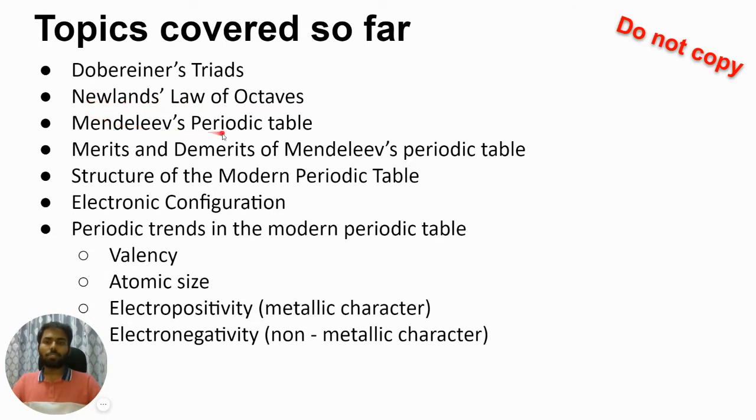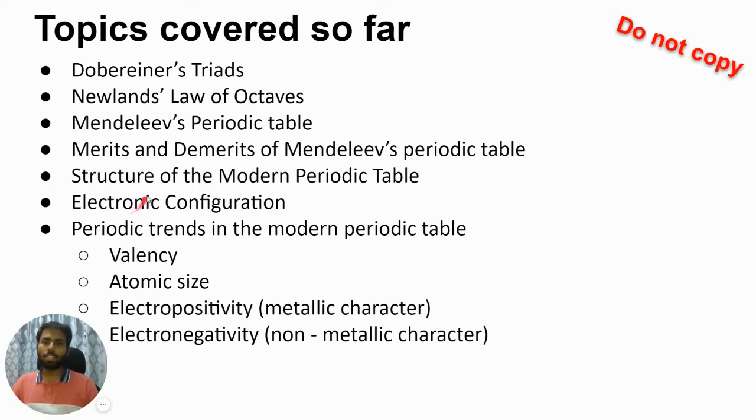What did Mendeleev do different in his periodic table? And what was the speciality of Mendeleev's periodic table? What were the good things, which are the merits of Mendeleev's periodic table? And what were the demerits, the bad things about Mendeleev's periodic table? If you're unable to answer any of these questions, go back to your notes and check, or open the textbook and try to revisit those topics from the textbook or from your notes.